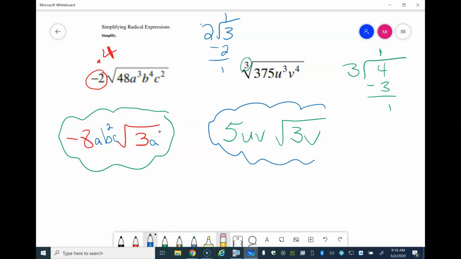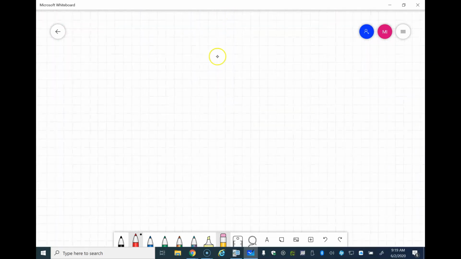this particular one. And always remember, don't forget to put your 3 back in there when you go to MyMathLab Plus. Make sure you put the index back into the square root. Don't just leave it at square root because MyMathLab Plus will mark it wrong. All right, let's go over a few more examples.